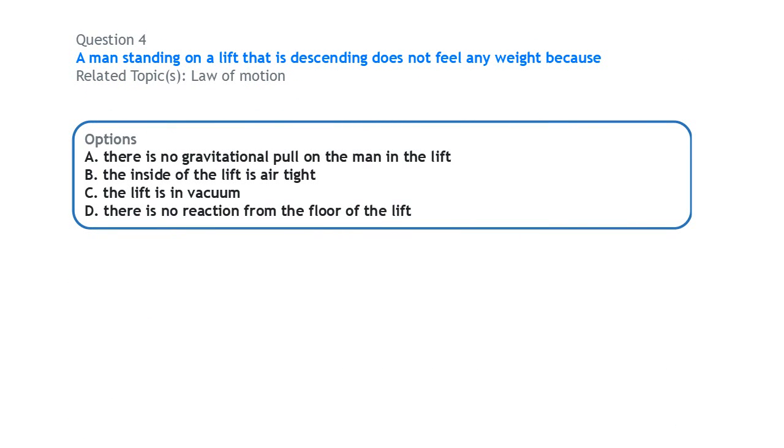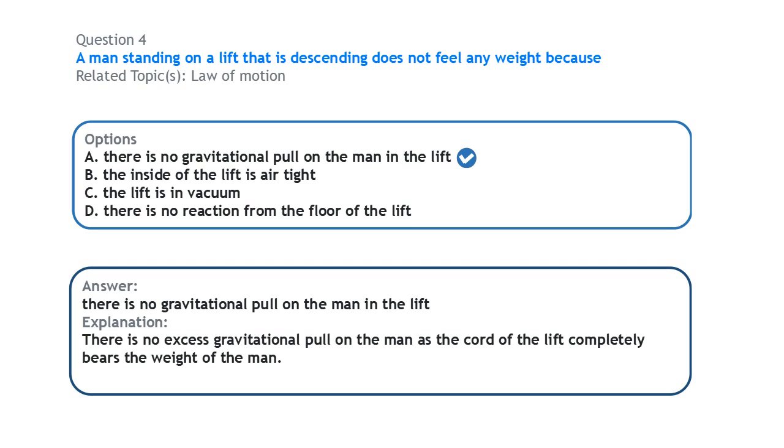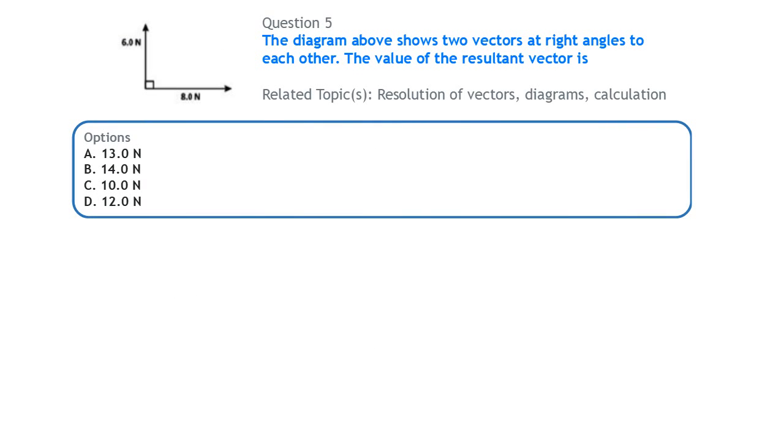Next question on law of motion. A man standing on a lift that is descending does not feel any weight because there is no gravitational pull on the man in the lift, and the weight of the man is borne by the cord of that lift. Next, we have a diagram here.